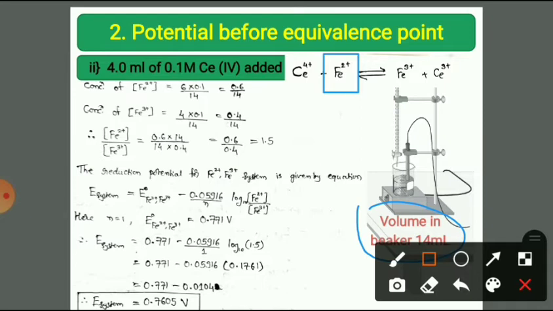So 6 ml will be the amount of Fe2+ in the beaker, and at the same time the amount of Fe3+ is 4 ml. And the volume of cerium 3+ is also 4 ml, right? Now we have to calculate the concentration of each, Fe2+ and Fe3+.